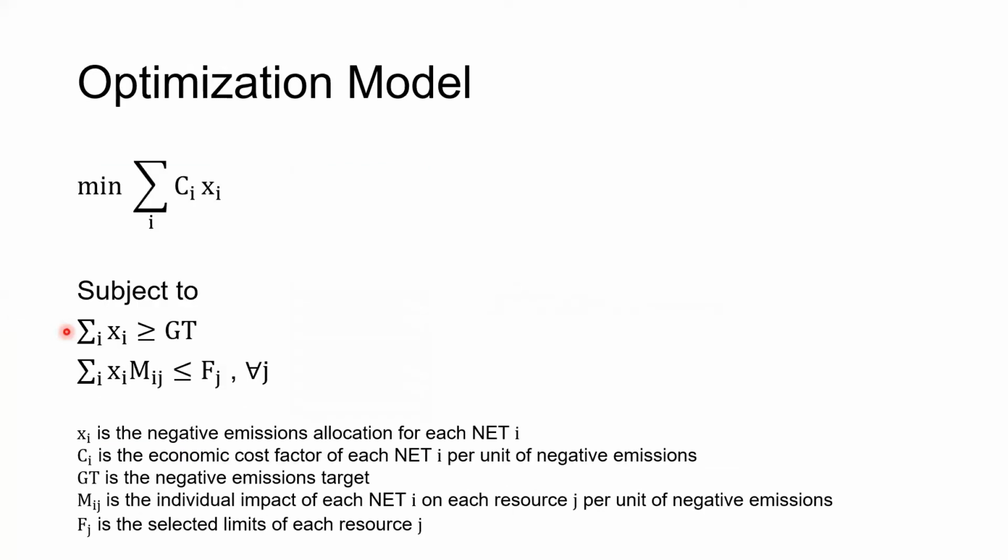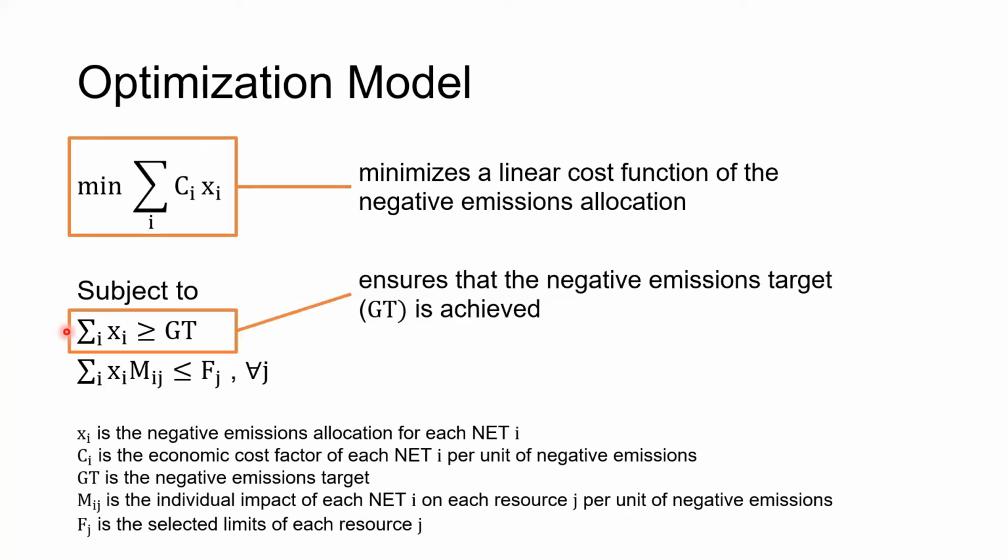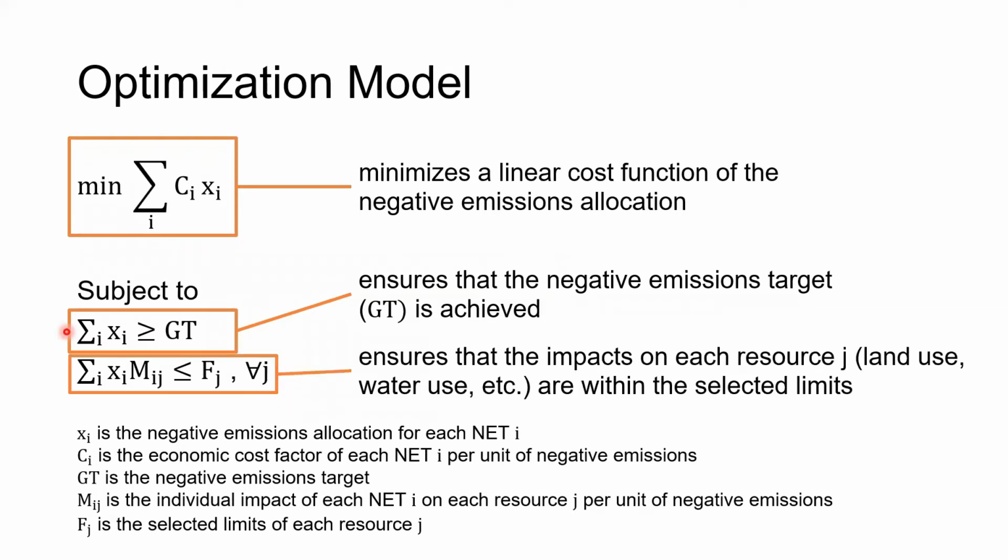The next slide shows the optimization model of this work. The first equation aims to minimize a linear cost function of the negative emissions allocation. The first constraint ensures that the negative emissions target is achieved. The next constraint ensures that the impacts on each resource, land use, water use, etc., are within the selected limits.